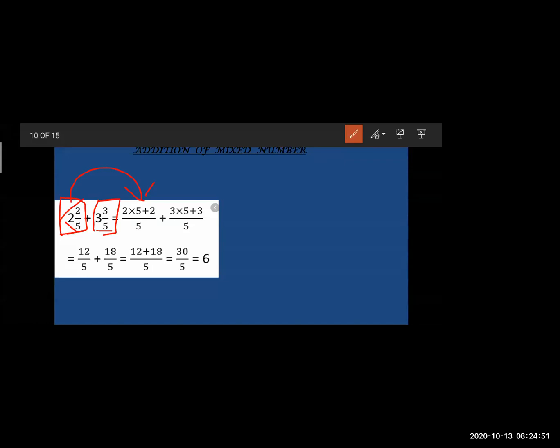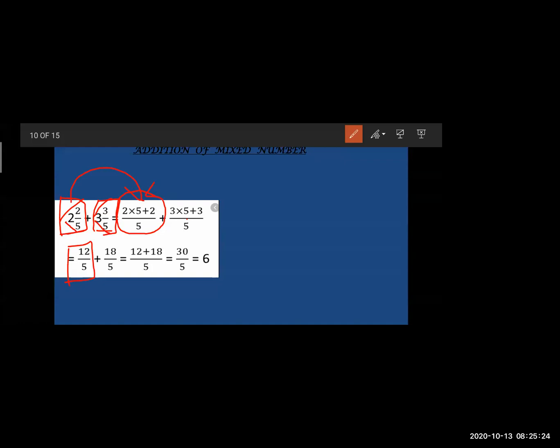Denominator will be 5 and next sum, that is 5 multiplied by 3 plus 3. So 5 multiplied by 3 plus 3 we have already written over here. Next, what answer we will get? Okay, so now we will find the answer for this. 2 multiplied by 5, how much? 2 5s are 10. 10 plus 2? 12. So we have 12 upon 5.